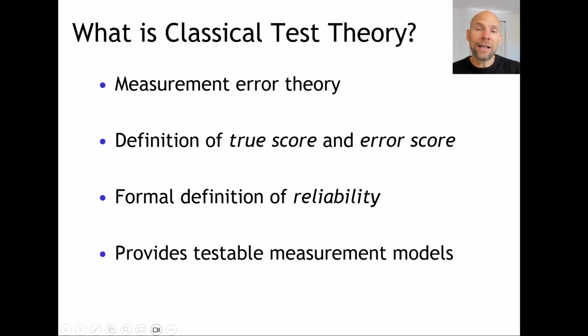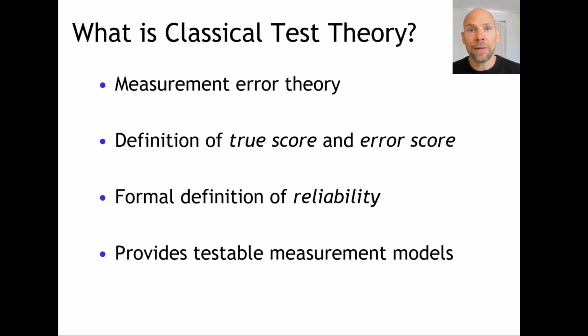And then finally, and that's the topic of this video, classical test theory not only provides us with formal definitions of true score, error variable and reliability, but also allows us to define statistical measurement models that we can test against our observed data. And this is a little known fact. Oftentimes it's one criticism of classical test theory that people will say, oh, that's not testable, it makes untestable assumptions, and that's really not true.